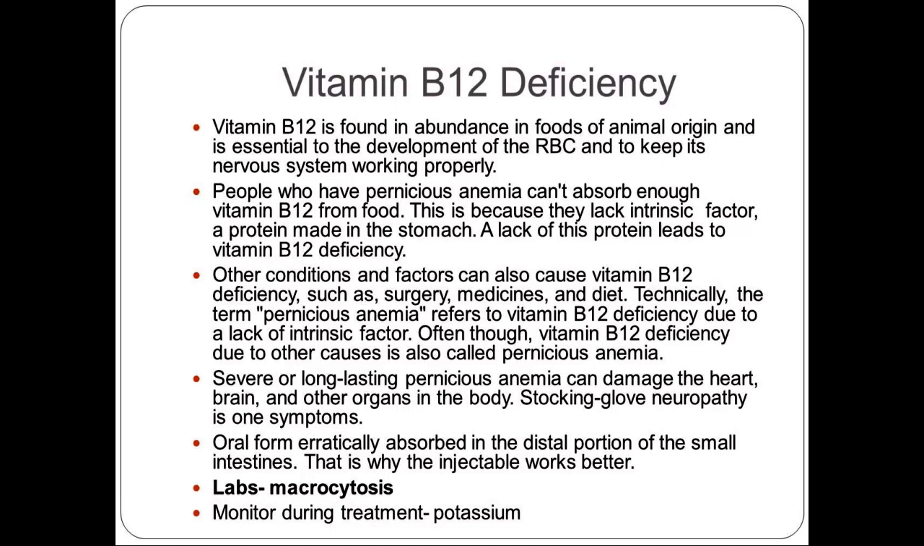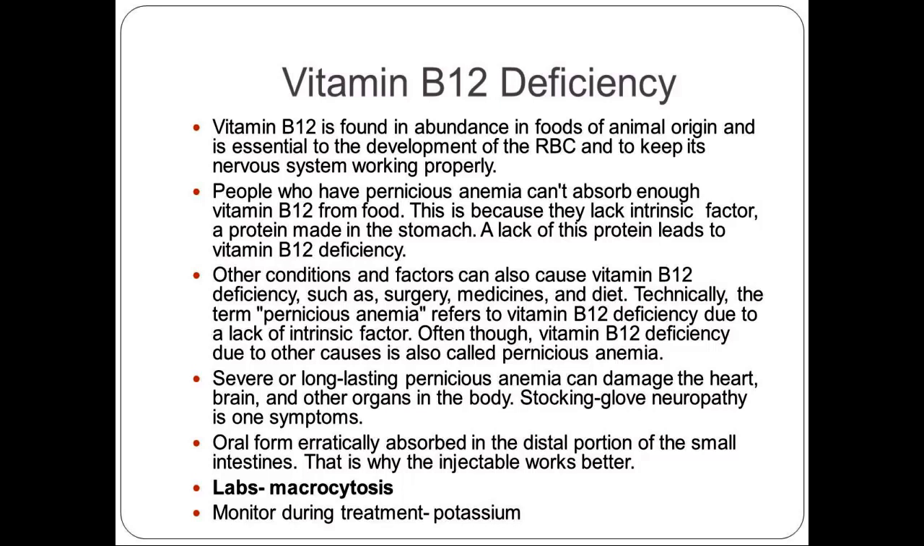And then there are 2 types of B12 deficiencies. There's a dietary B12 deficiency, and then there's something called pernicious anemia. People with pernicious anemia can't absorb enough of the vitamin B12 from their food. And there are other factors that can also cause a vitamin B12 deficiency: surgery, medicines, diets. Severe or long-lasting pernicious anemia can damage the heart, brain, and other organs in the body. And there's something called stocking glove neuropathy, which is on the next slide.